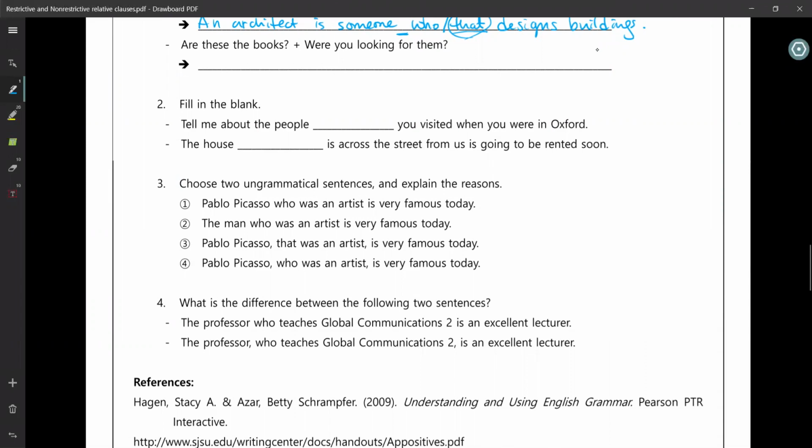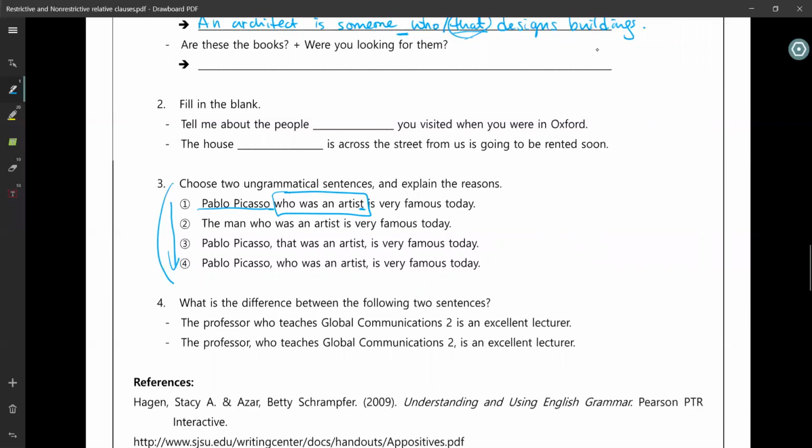Okay, so let's take a look at this part here. Pablo Picasso, who was an artist, is very famous today. No comma, right? This means that this sentence is absolutely necessary to talk about Pablo Picasso. Would this make sense? So you needed to choose two ungrammatical sentences. Please read these 4 sentences and decide which one you think is ungrammatical and why. Okay? So you can pause the video now and think.